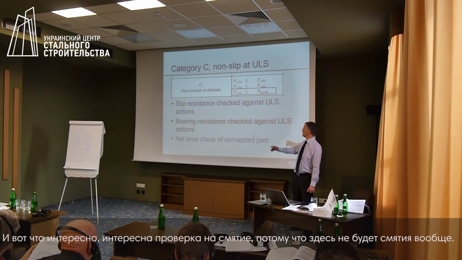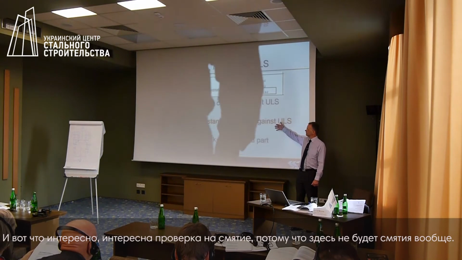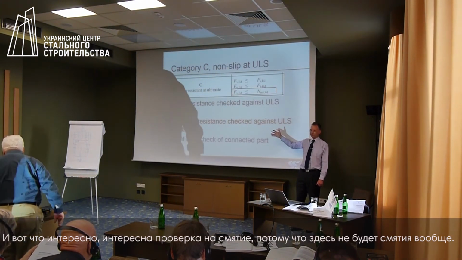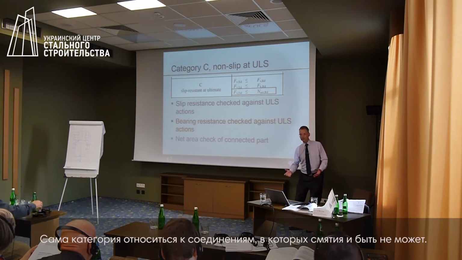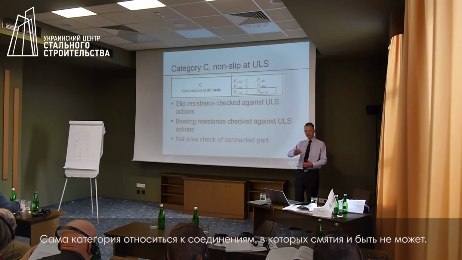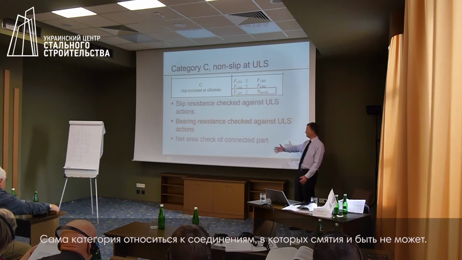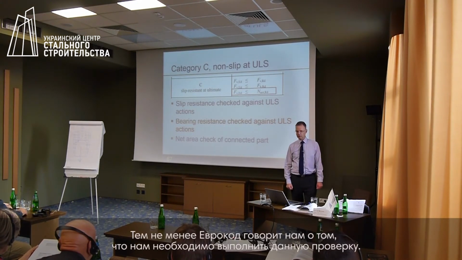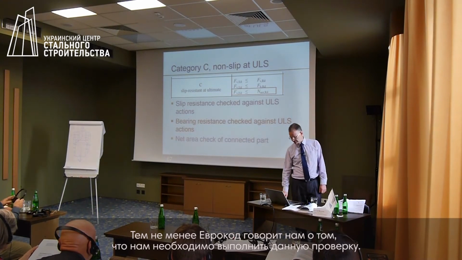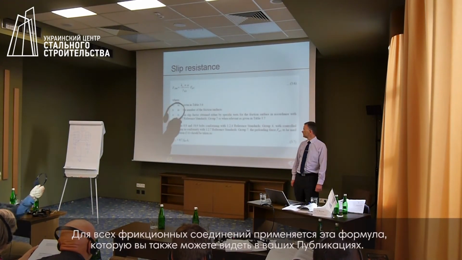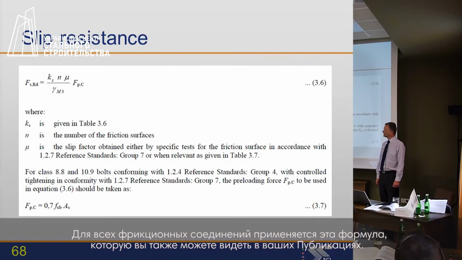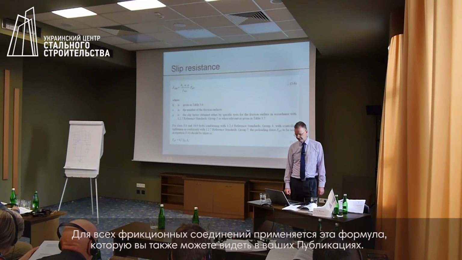And we are surprised about this one, because this assembly is non-slip at ultimate. It should never go into bearing, because non-slip at ultimate means you never reach bearing. But nevertheless, the Eurocode says we must still check the bearing resistance. So for all non-slip connections, you will see the formula. You will have that in your guide.